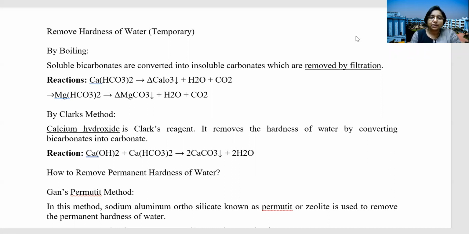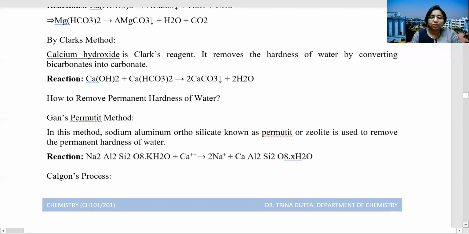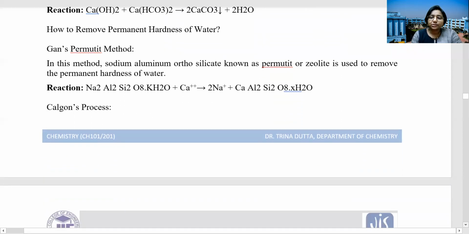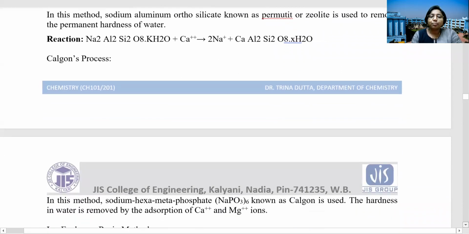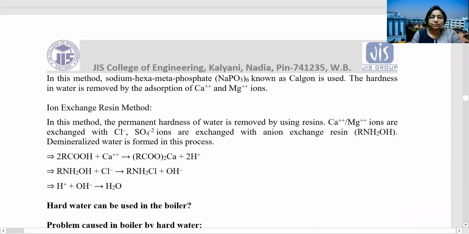But permanent hardness cannot be removed so easily. There are different procedures, like the Clark method, the soda lime process, and also ion exchange methods, the Calgon process, using zeolite or the permutit process. So there are lots of procedures.